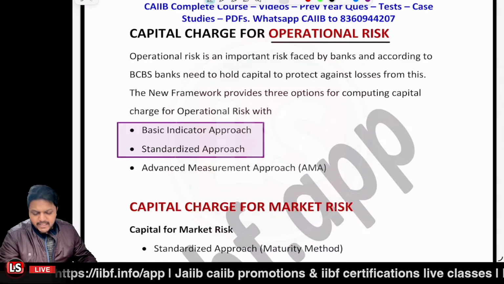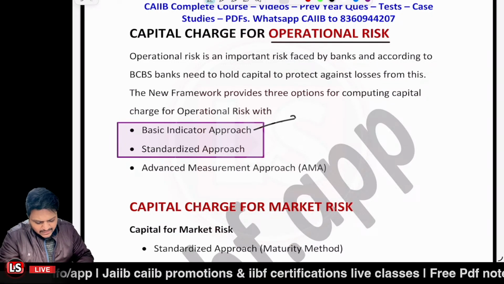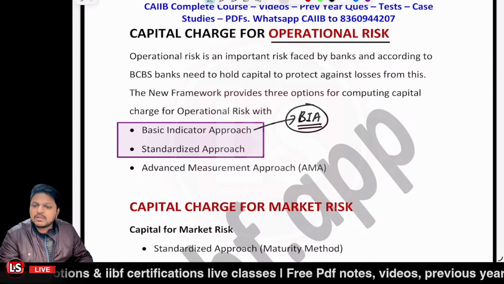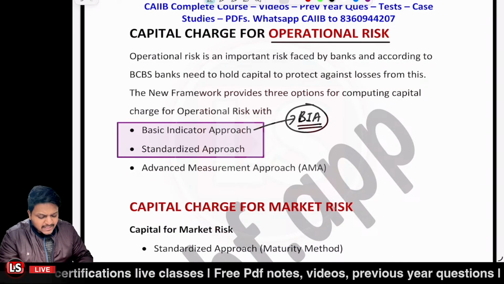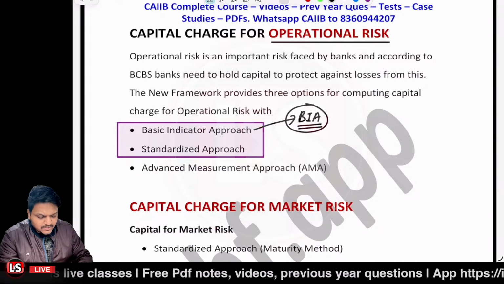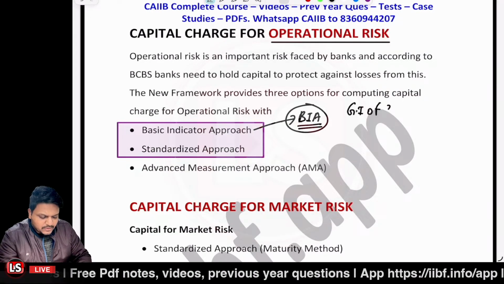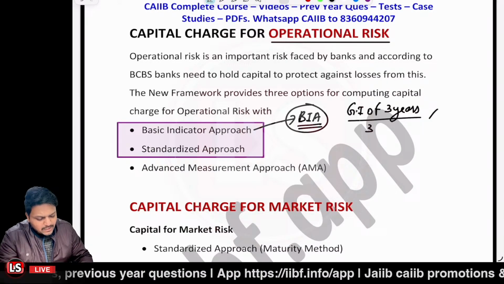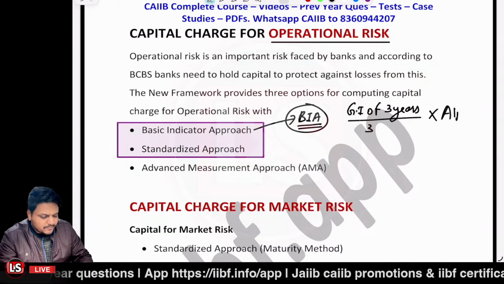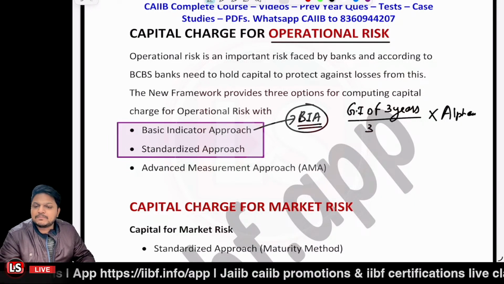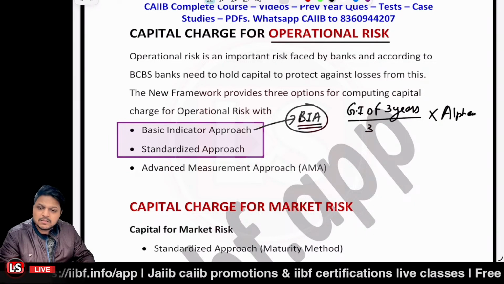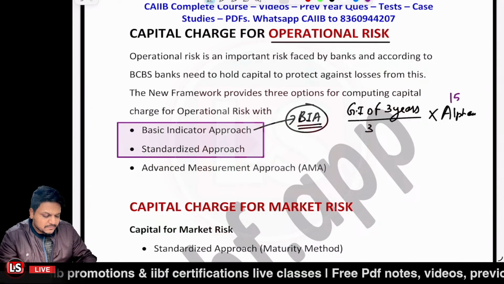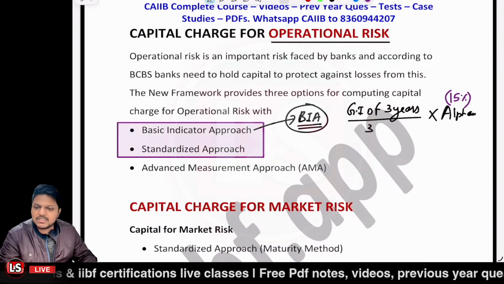When we will be solving the case study about it, it will be much more clear. But let me just give an idea that in case of the basic indicator approach, or BIA approach, we are to get the average gross income for the last 3 years. So we take the gross income of 3 years divided by 3, so as to calculate the average, and we have to multiply it with alpha. Now alpha is what? Alpha is having a fixed value, and the fixed value is 15%. Right? So this is the formula related to it.